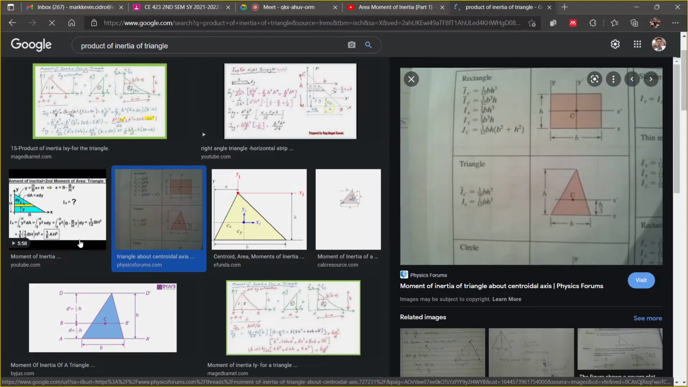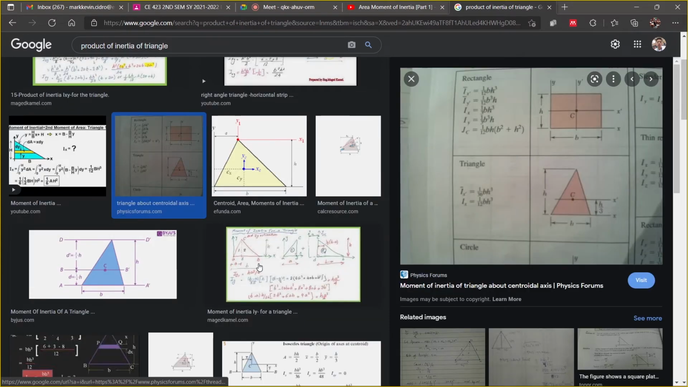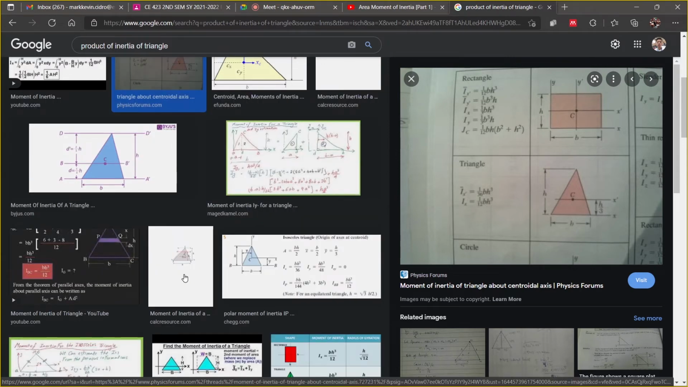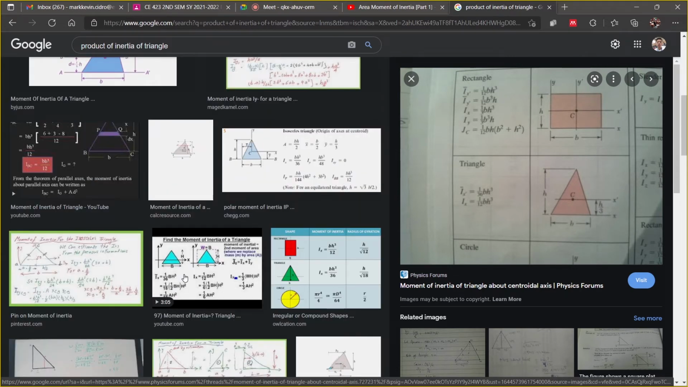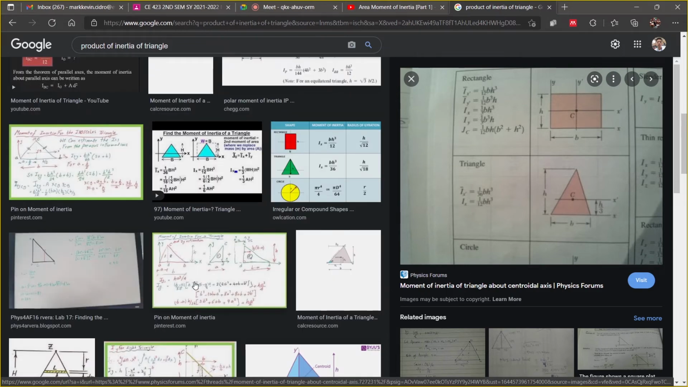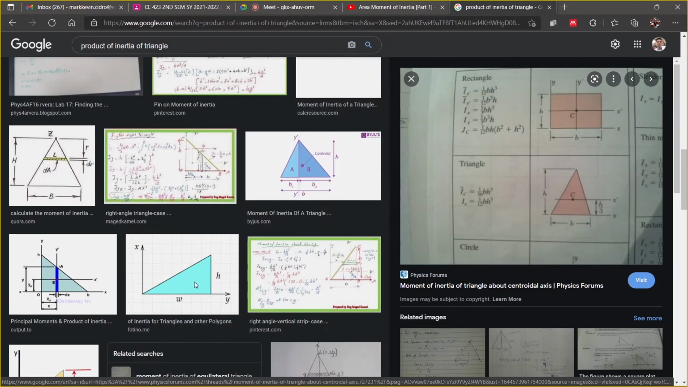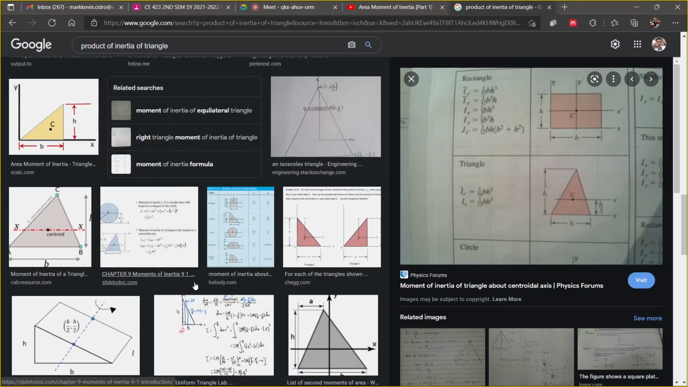That's not the product of inertia. For a triangle, at least one axis is symmetric. So it's always zero? It depends on what kind of triangle. There are triangles that are not symmetric.